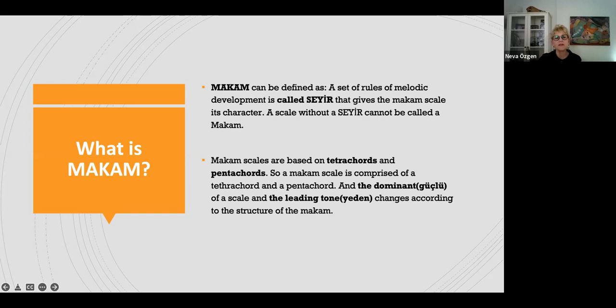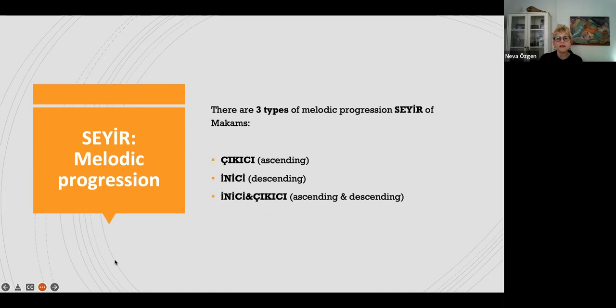Makam scales are based on tetrachords and pentachords. So a makam scale is comprised of a tetrachord and a pentachord. And the dominant of a scale and the leading tone change according to the structures of the makam. There are three types of melodic progression, seyir, of makams. One is çıkıcı, ascending. The second, inici, descending. The third, inici çıkıcı, which means ascending and descending.